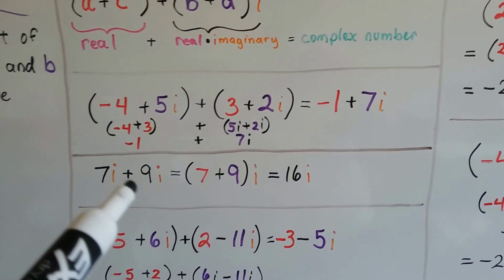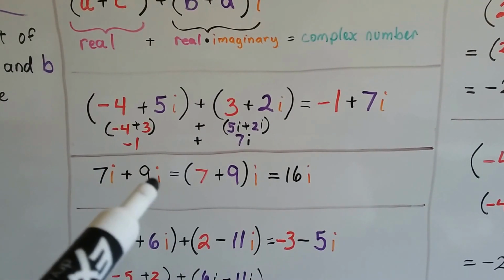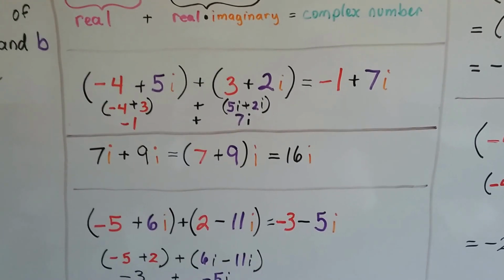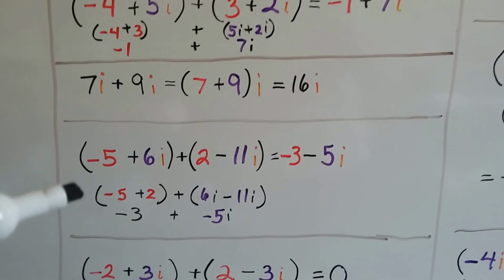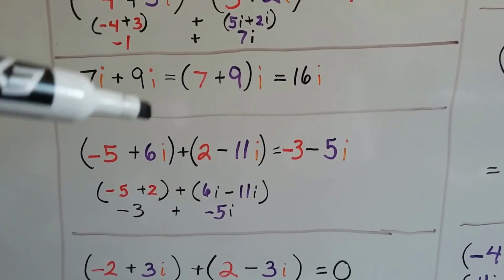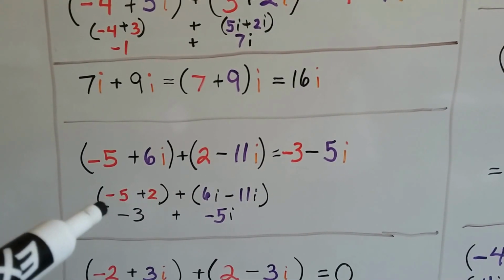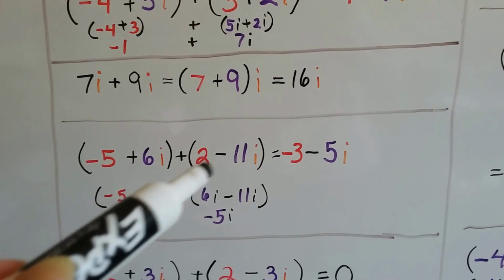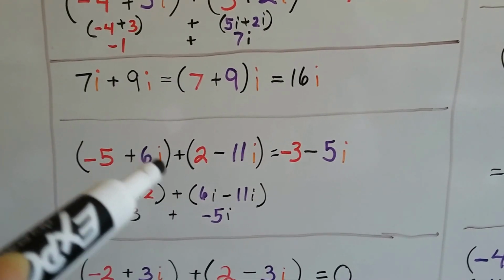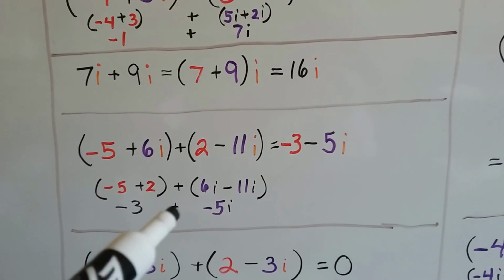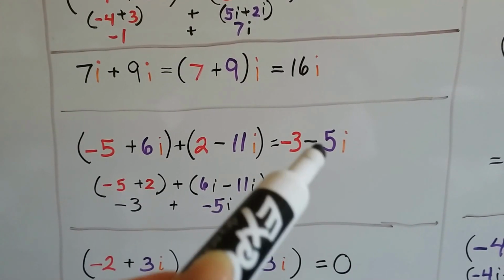If we have 7i plus 9i, we just add the like terms, and we get 7 plus 9i, which is 16i. If we've got -5 plus 6i plus 2 minus 11i, we put the like terms together. We have -5 plus 2, see? And we have 6i minus 11i. That gives us -3 plus -5i.